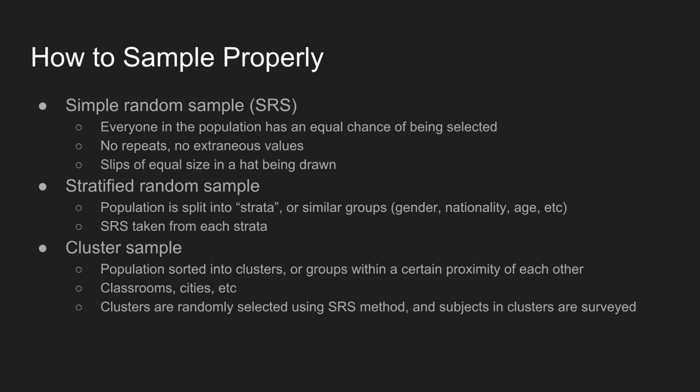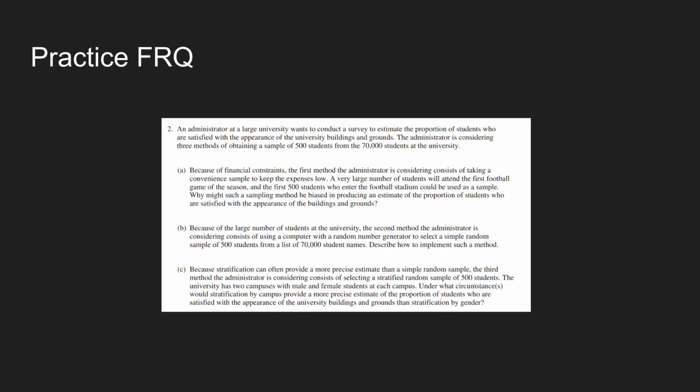One method that's a little bit easier to pull off is a cluster sample, where you take clusters of data or subjects that are near each other. Using this example, we could talk about classes. We could randomly sample 5 classes and have their response as our data.